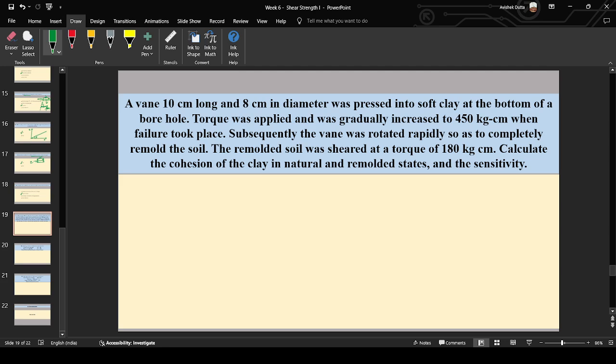So this is the case of vane shear test, where the formula for torque, we'll give it as T, is equal to pi D square tau f, where D is the diameter of the vane and tau f is the shear strength, into H by 2, where H is the length of the vane, plus D by 6.